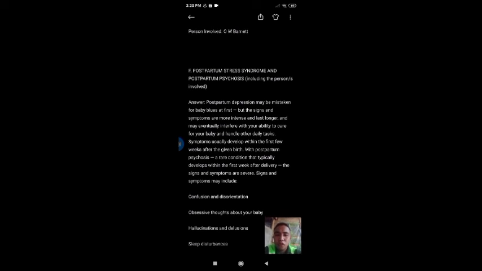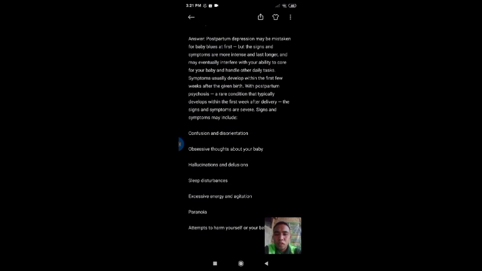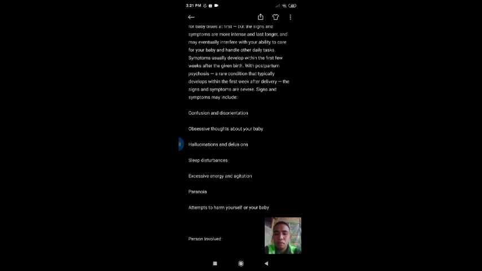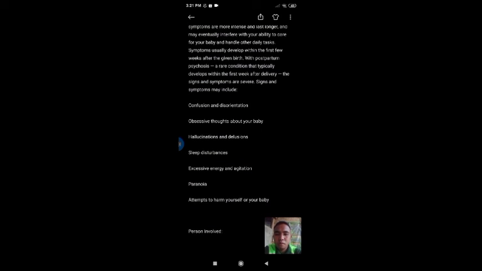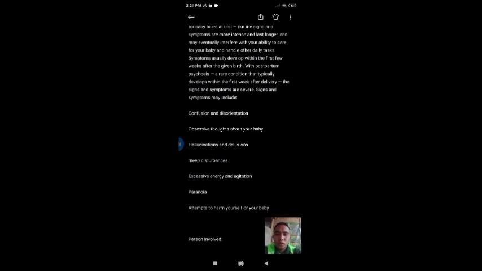Symptoms usually develop within the first few weeks after giving birth, with postpartum psychosis, a rare condition that typically develops within the first week after delivery. The signs and symptoms are severe. Signs and symptoms may include confusion and disorientation, obsessive thoughts about your baby, hallucinations and delusions, sleep disturbance, excessive energy and agitation, paranoia, and attempts to harm yourself or your baby. So that's all for number 5.